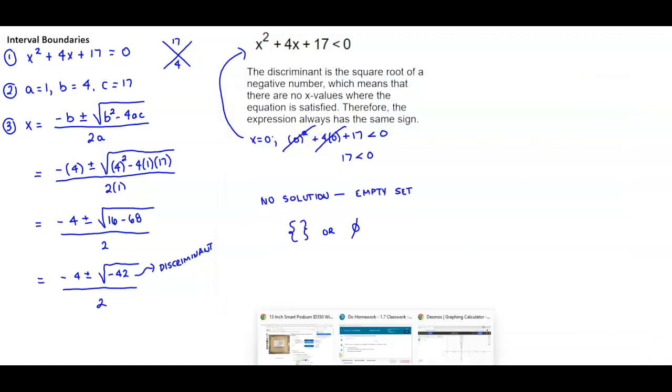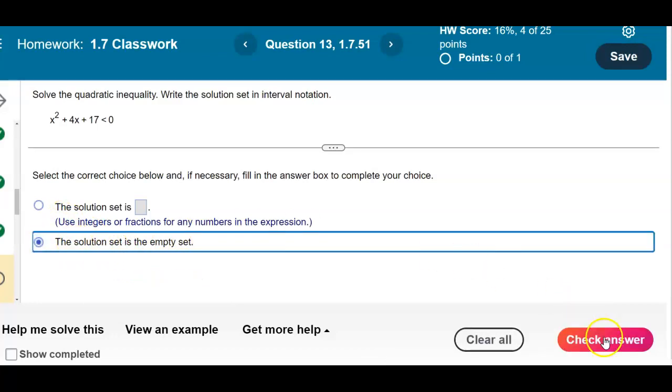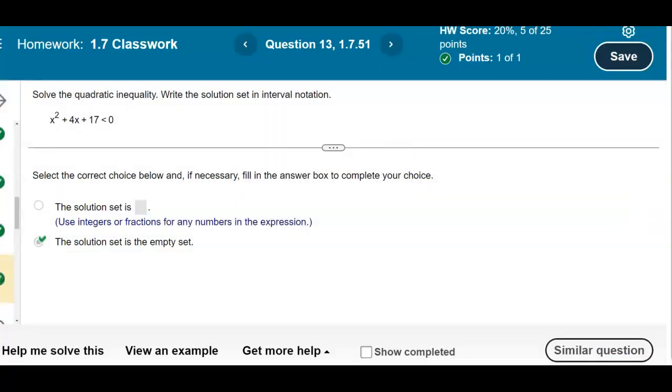Now let's go ahead and write our answer into the problem here. The solution set is the empty set. So let's select that option, check our answer, and there is our result.